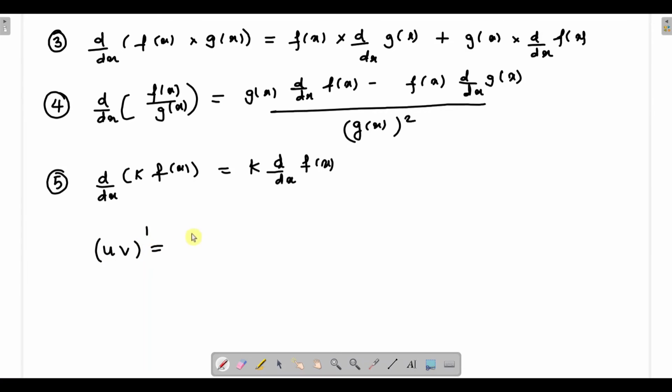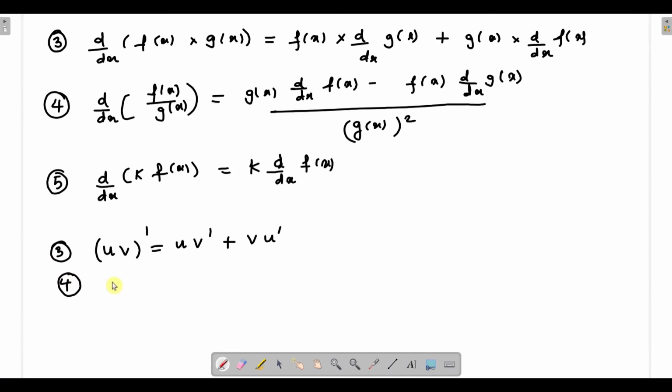So (uv) the whole prime will be what? Now this is the first function, so that means u, multiplied by the derivative of g, which is v prime, plus v, which is the second function, multiplied by the derivative of u. So this is a short way to remember property number 3.